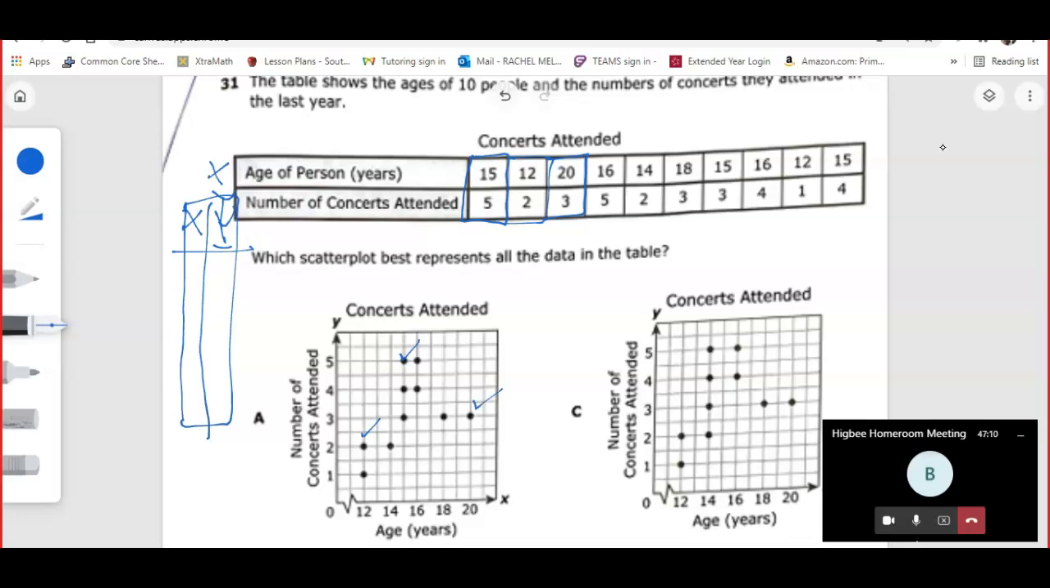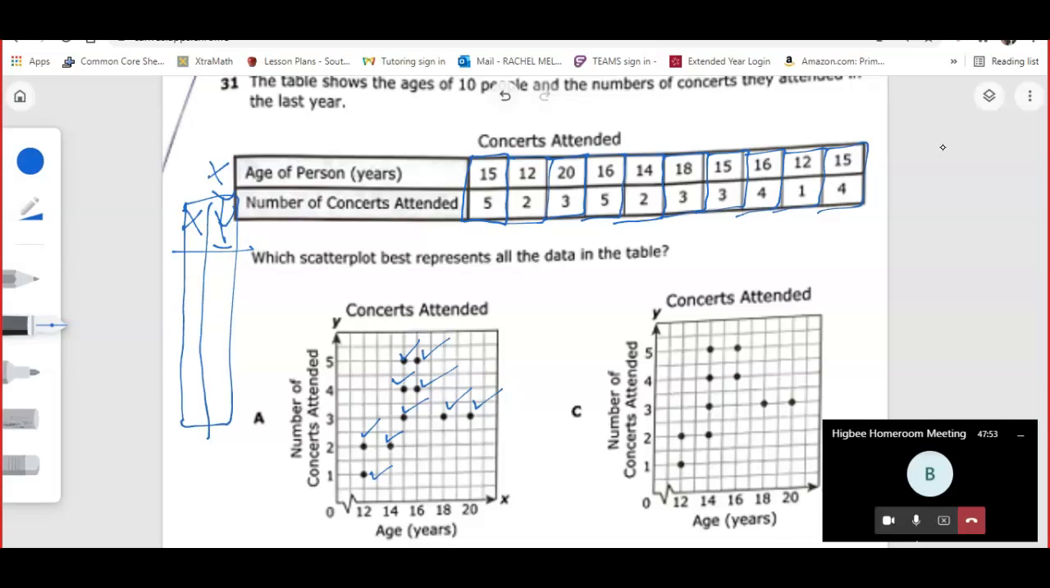Okay. Then I want 16, 5. Is there a point there? Yes. Okay. 14, 2. Yes. 18, 3. 15, 3. 16, 4. 12, 1. And 15, 4. So what does that tell us about A?